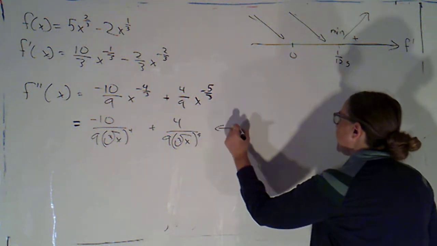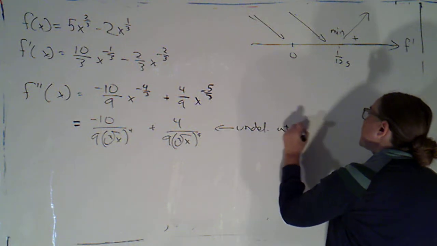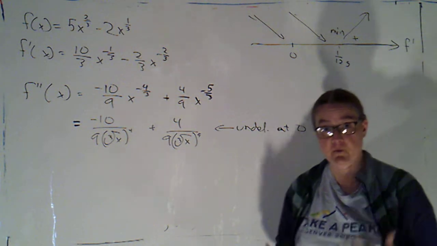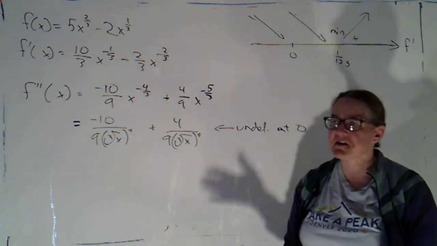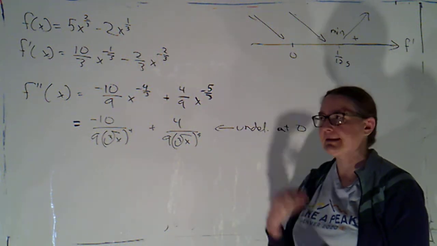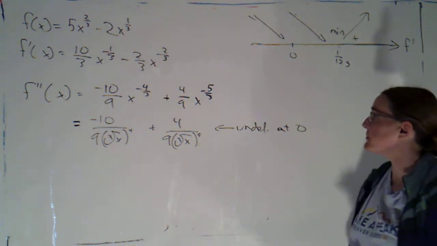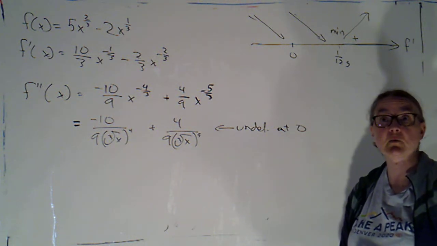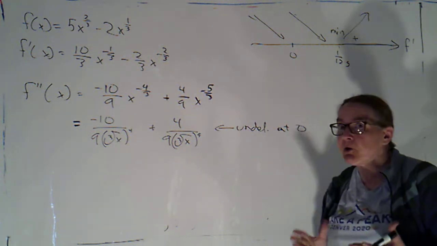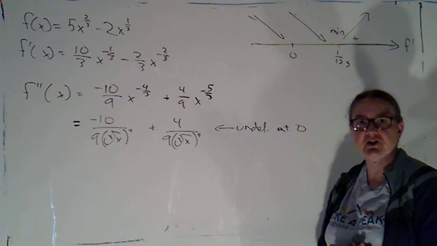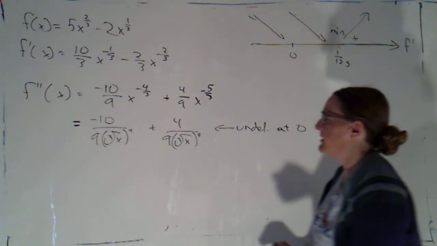Now, that's undefined at 0, which is no surprise at all. That's because the second derivative is the derivative of the first derivative, and the first derivative was undefined at 0. So, of course, the second derivative is as well. You can't take the derivative of something when it doesn't exist. So this is a place where the second derivative might change sign as well. We don't have a fancy word for that. It's a possible location of a point of inflection, but we don't have a fancy word for it like critical number the way we do for the first derivative.